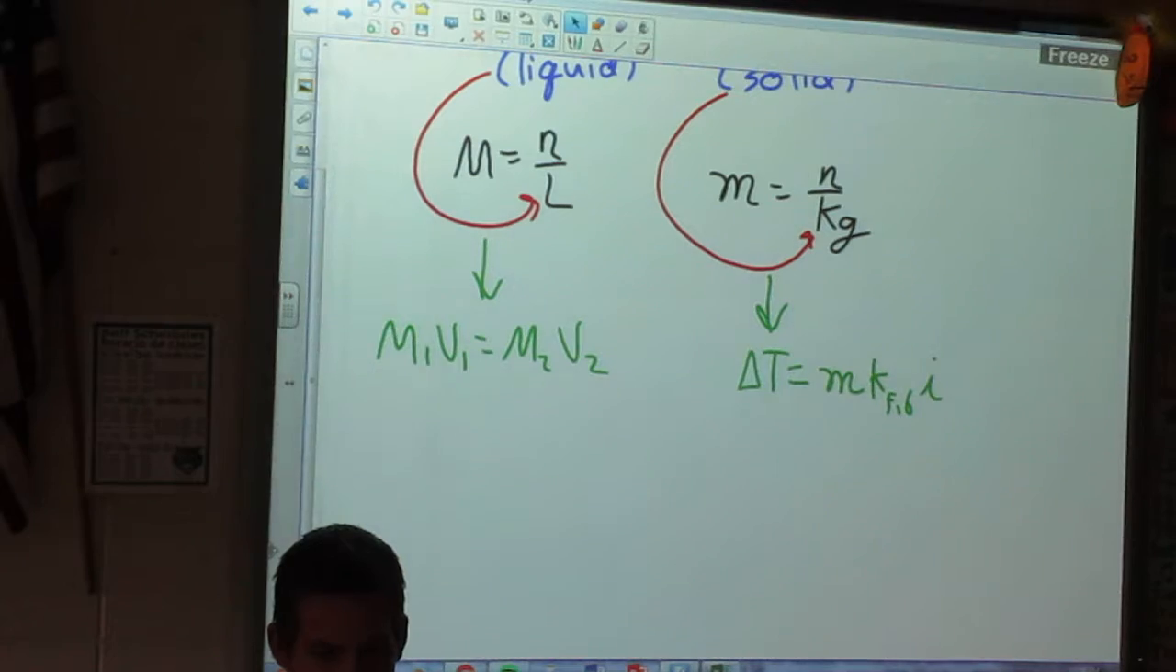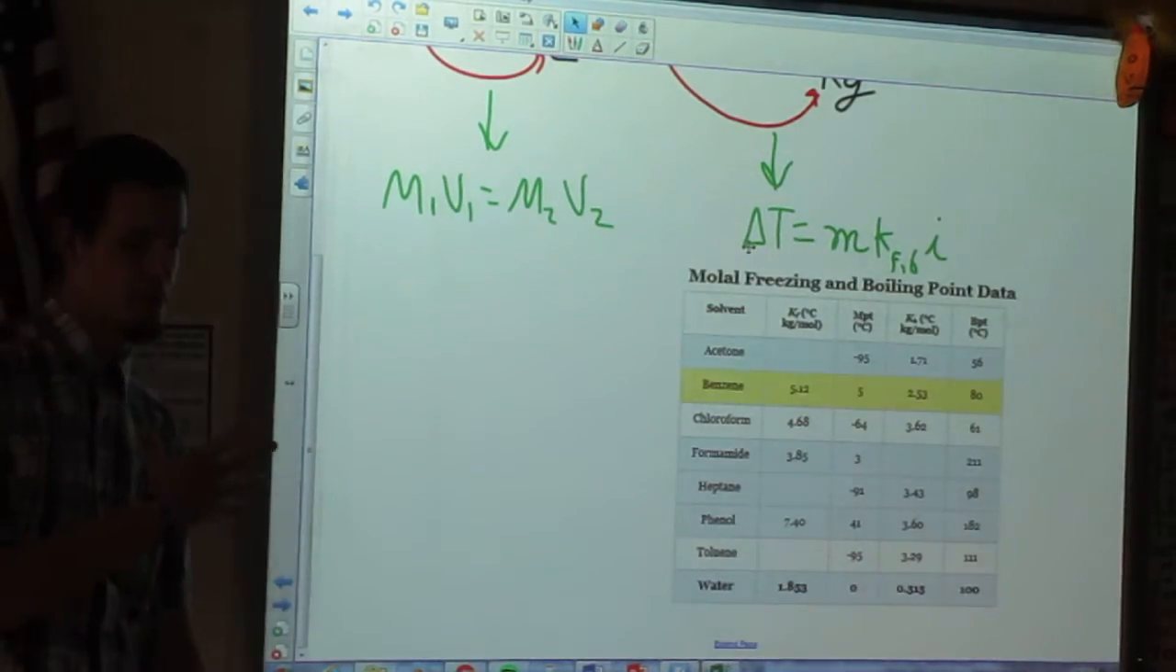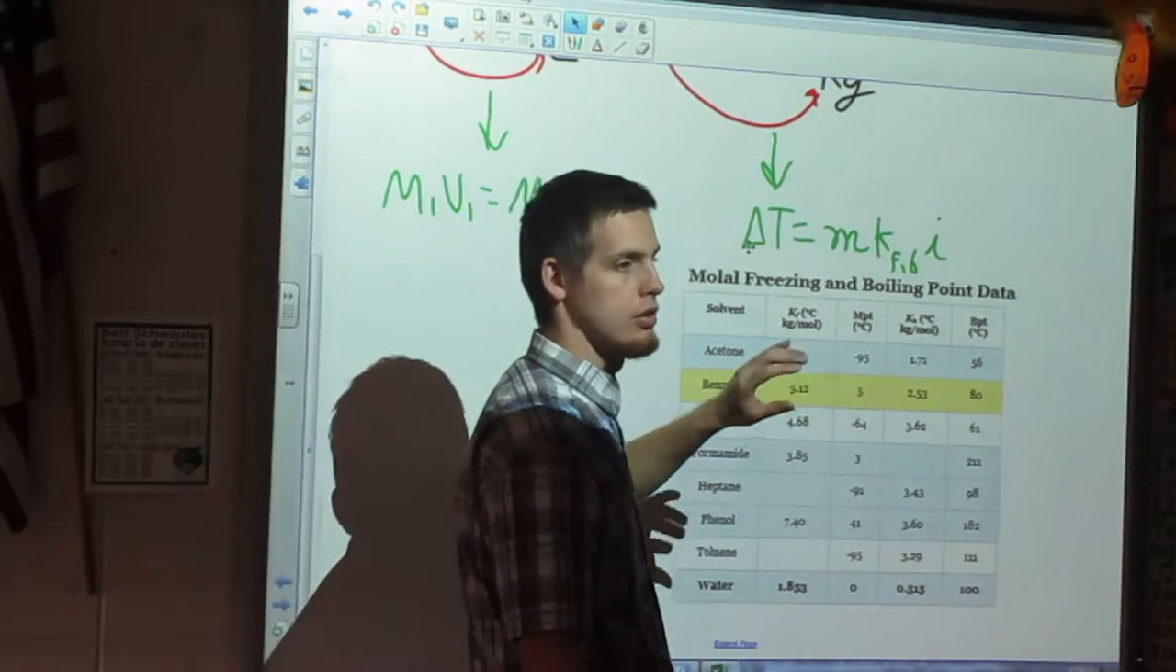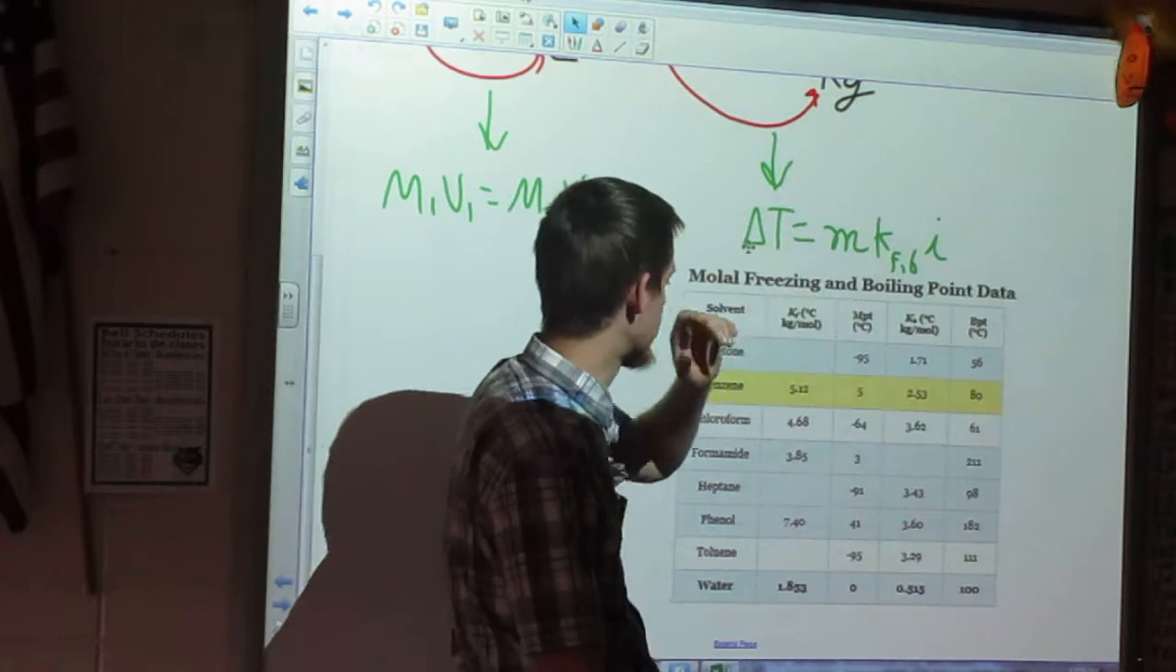What is a KF comma B? Excellent. Do you remember this chart a little bit? So what it says is, that's a comma. This is an important thing. This is a good question.